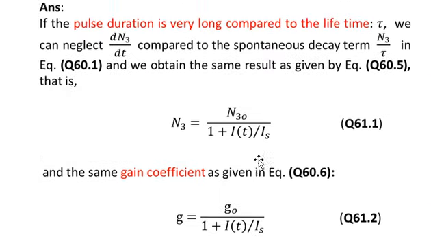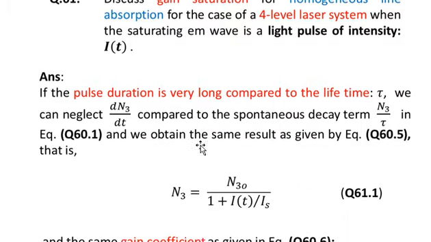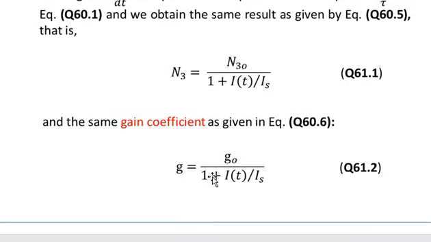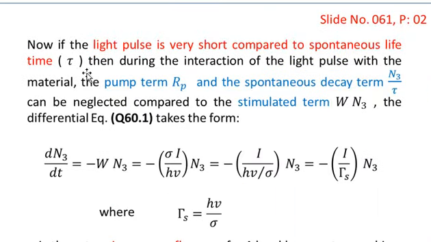So this is the case of the pulse having long duration compared with the lifetime tau of level number 3. And you see that we have found the same formula as we found for the case of the continuous beam. So the gain coefficient in both cases is the same, except that the I in that case will be replaced by I of t. Now we are going to discuss another case.